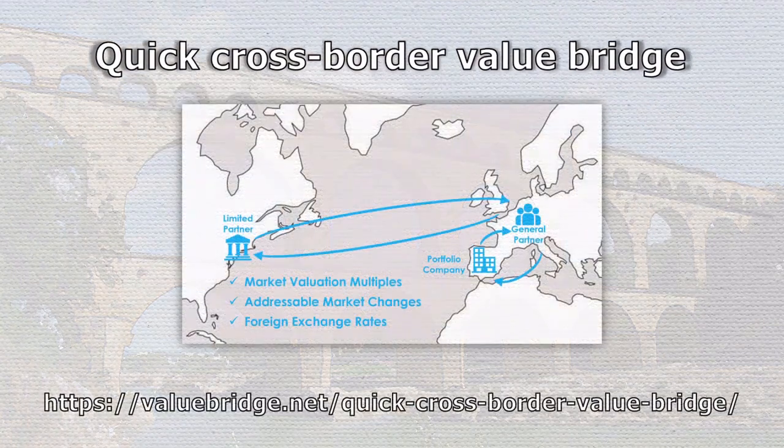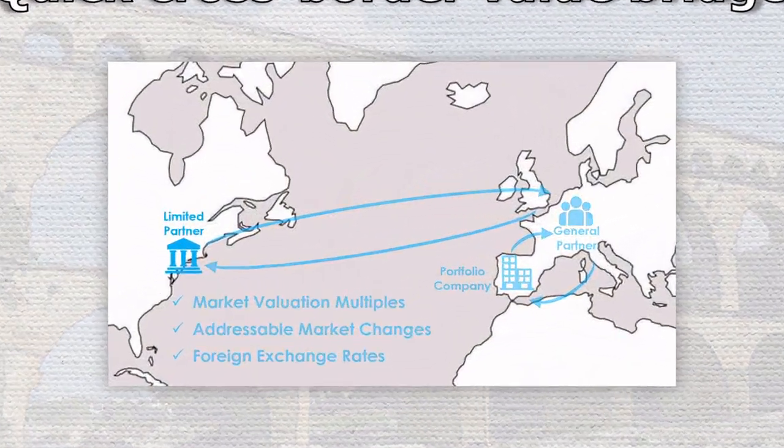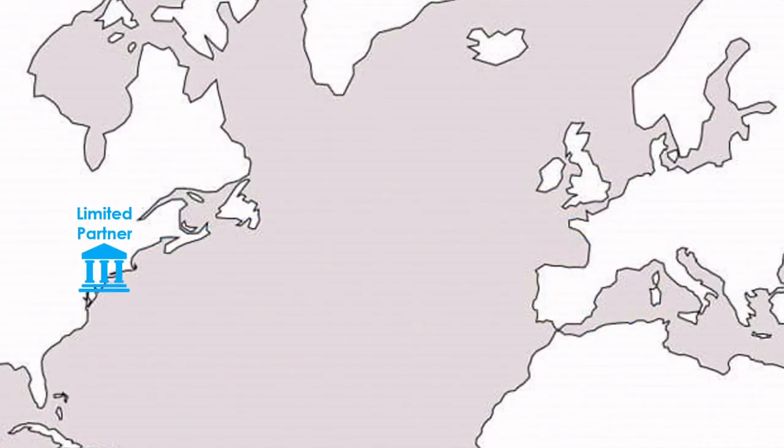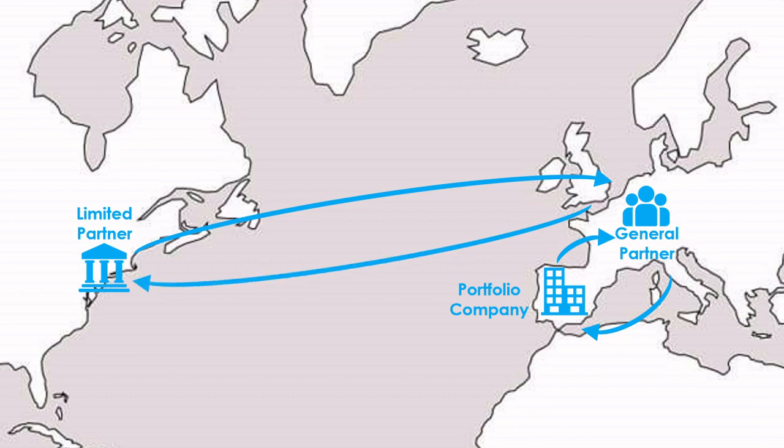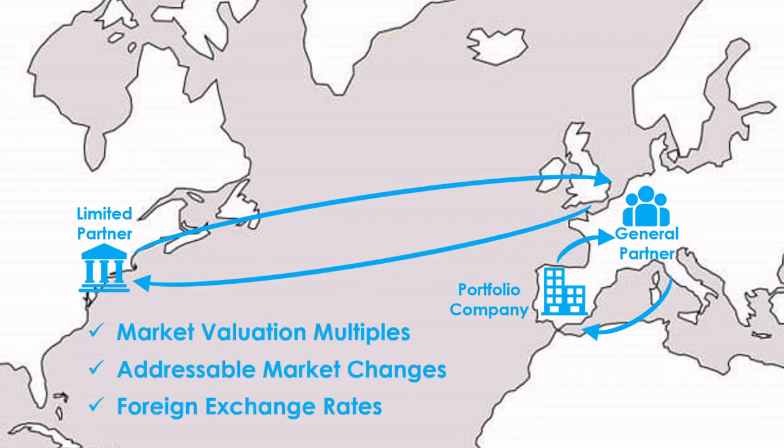Last time we looked at a cross-border value bridge where the limited partner was a US-based public pension. They invested in a fund manager based in Europe who acquired a company that operates in Spain. Dollars first go from USD to Euro and then into the company, and when the business was sold, that capital made the return trip. We measured how much value creation came from things that the manager can control versus the broader market impact of valuation multiples, addressable market changes, and foreign exchange rates.